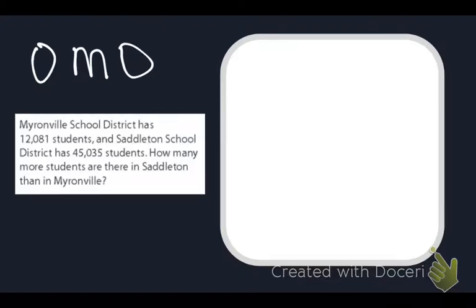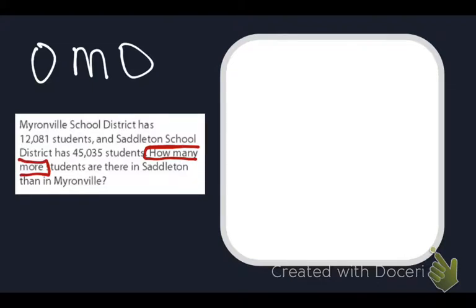Okay, let's look at this problem. We saw this problem sort of yesterday, but some of the words have changed. Myronville School District has 12,081 students, and Saddleton School District has 45,035 students. How many more students are there in Saddleton than in Marionville? What words there are super important? How many more? Okay, so I'm going to box that.